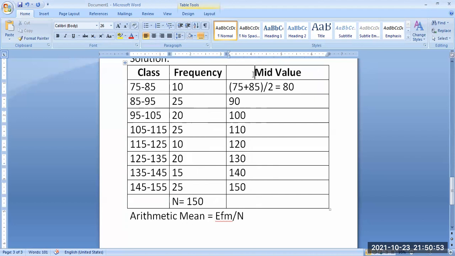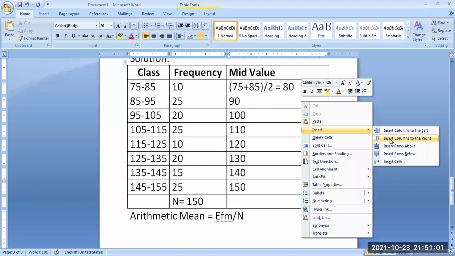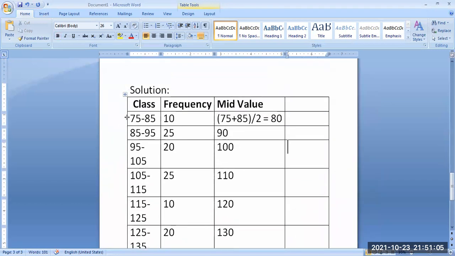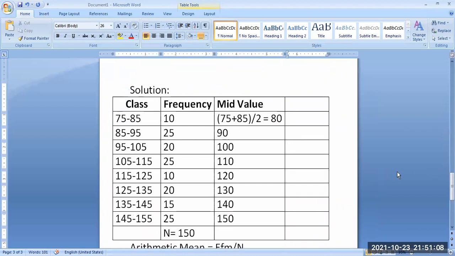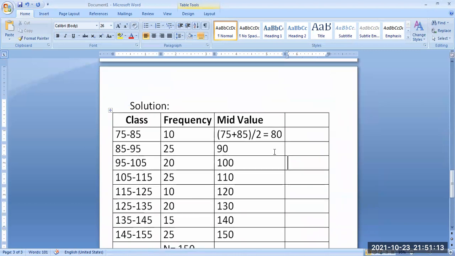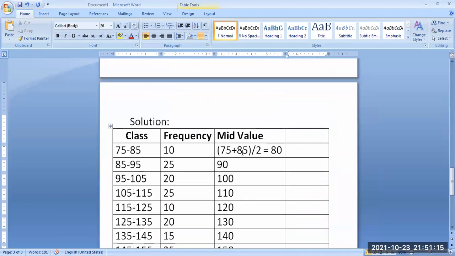Now coming to this, another column is also required, that is, insert column to the right. What I will do is, see, sigma Fm. Fm is required now. For sigma Fm we have to calculate Fm. Fm means frequency F into mid value, into midpoint or mid value. Yes, that column is required.